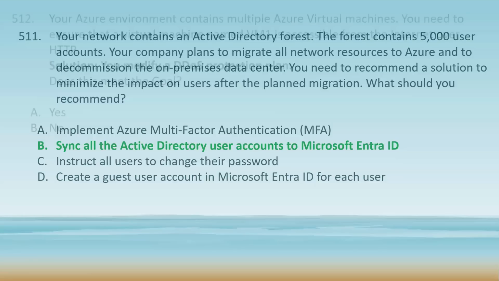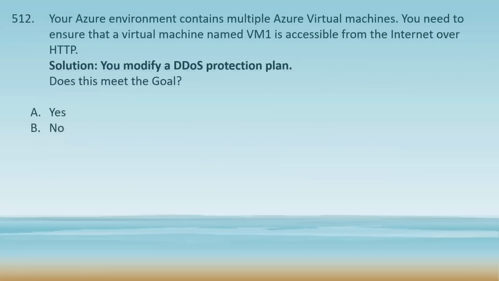Question number 512. Your Azure environment contains multiple Azure virtual machines. You need to ensure that a virtual machine named VM1 is accessible from the internet over HTTP. The solution you choose is you modify a DDoS protection plan. Does this meet the goal? You need to tell whether this is right or wrong.